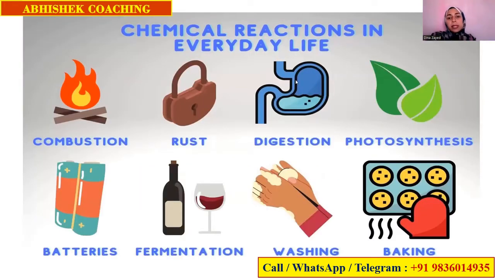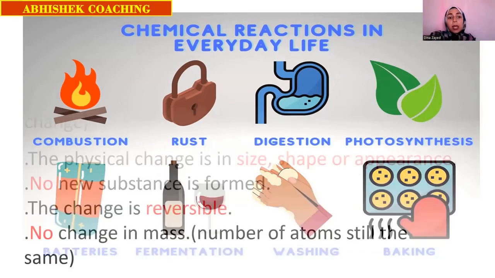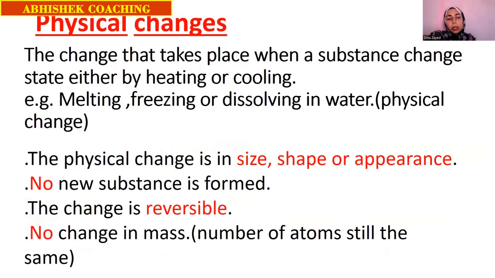We have some examples of chemical reactions or chemical changes: combustion, rust, digestion, photosynthesis, baking, washing, batteries, fermentation. All of these we are using in everyday life, and this is a chemical reaction or a chemical change. But the physical change is the opposite of it.